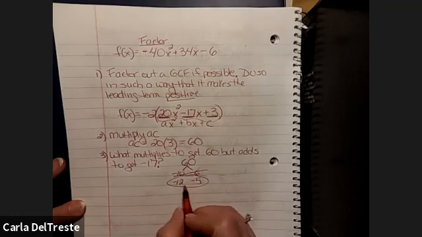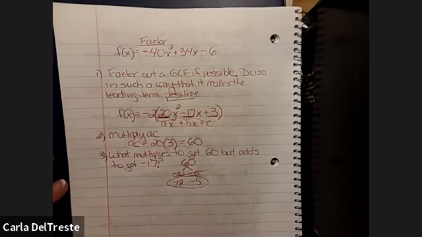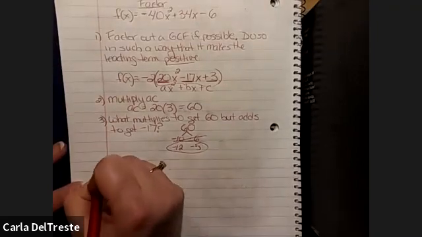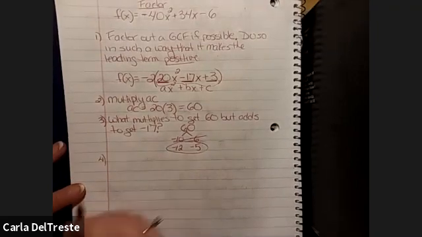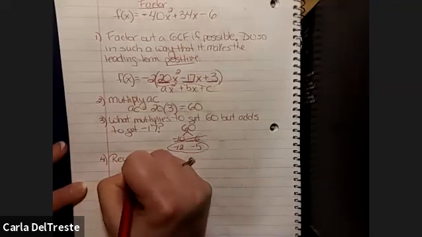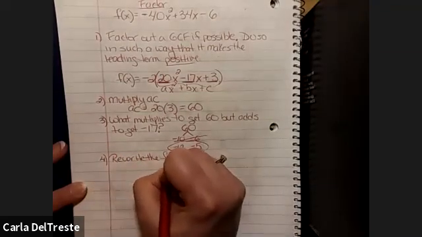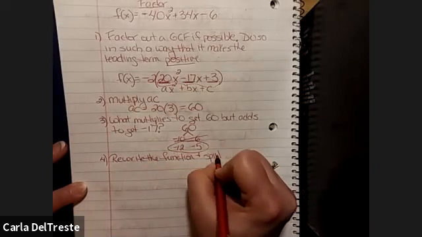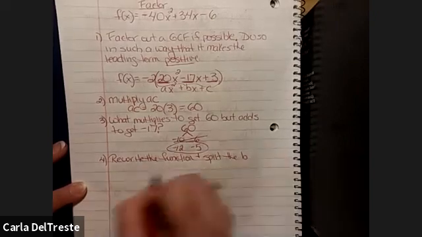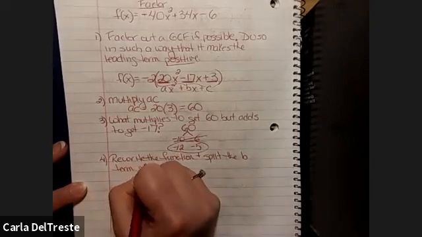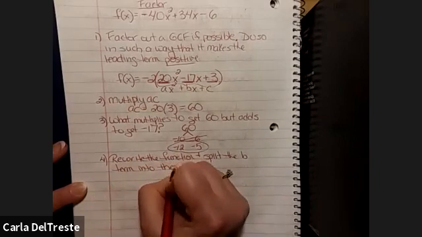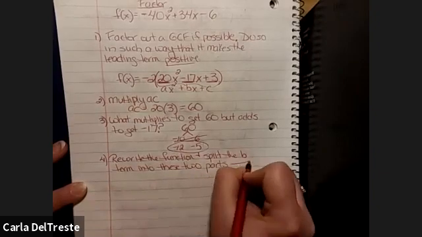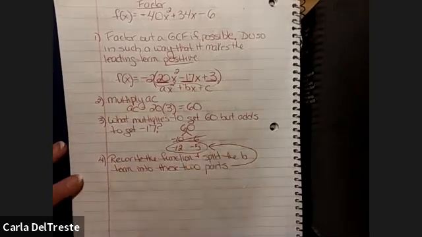So now I know what the two middle terms are going to be. I want to split the B up, okay? So now let's write out what step 4 would be. Rewrite the function and split the B term into these two parts. Okay, and we're talking about the negative 12 and the negative 5.